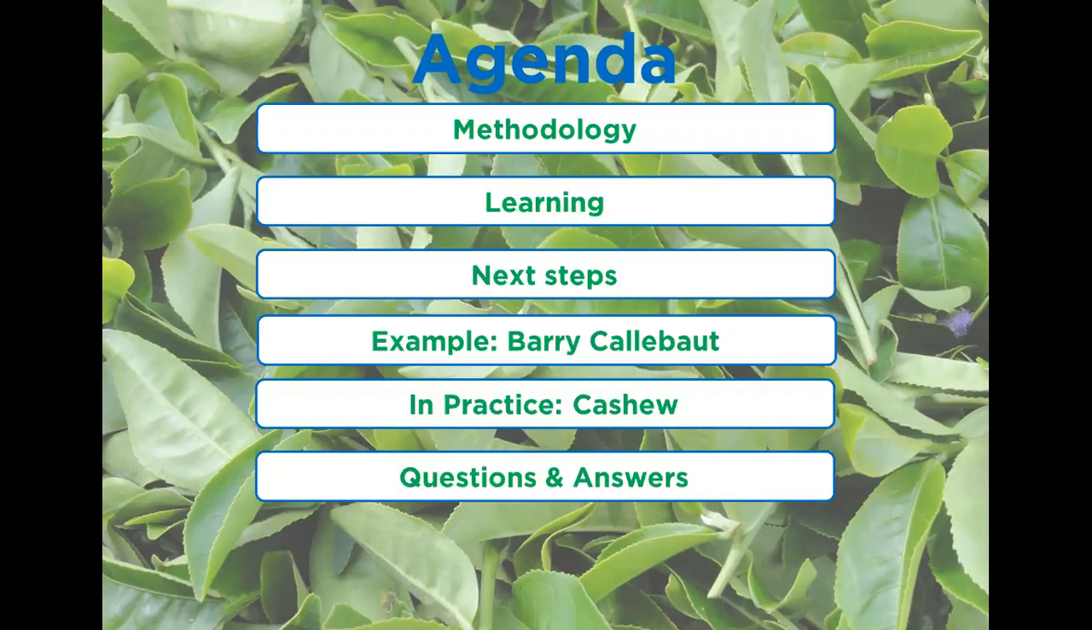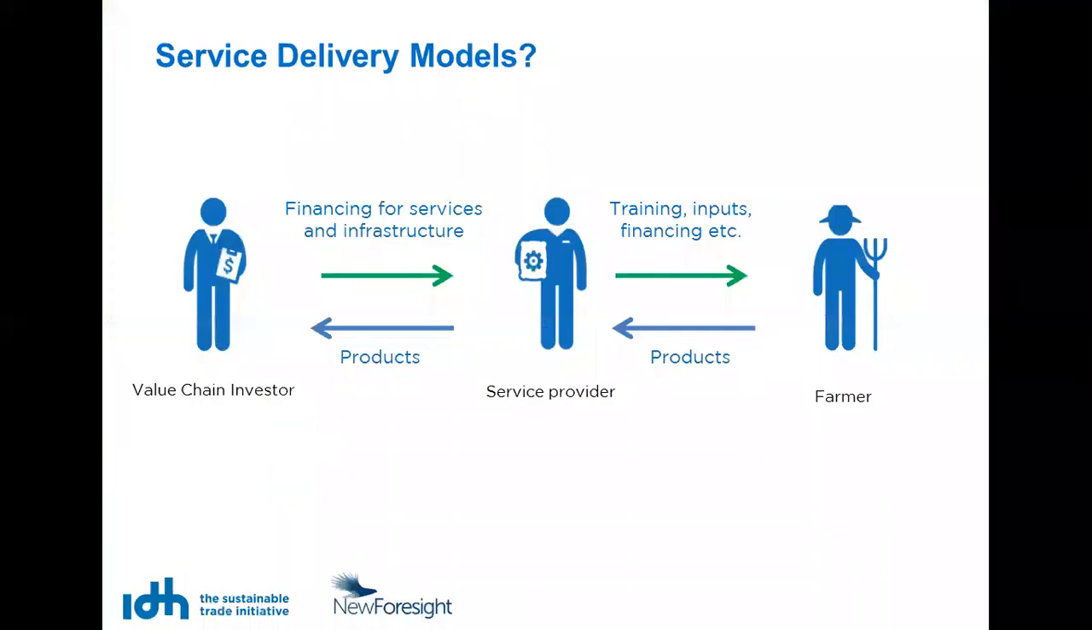So let's start with the methodology. So what is it about? And maybe for some of you, you're still figuring out what a service delivery model is. A service delivery model is a structure in which services are being provided to smallholder farmers. And these can be different types of services. It can be training, inputs, financing, processing, marketing. Such services are provided by a service provider who, in many cases, in return receives products from the farmers.